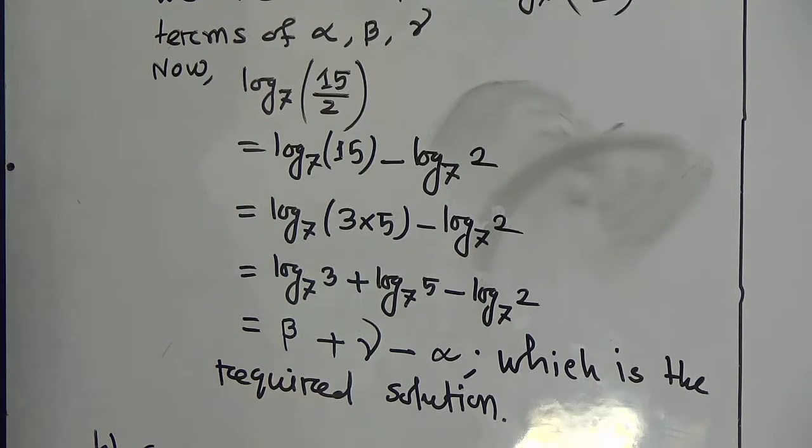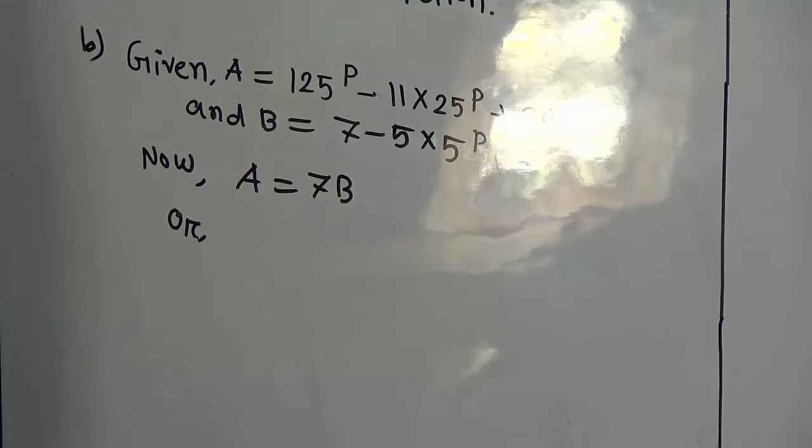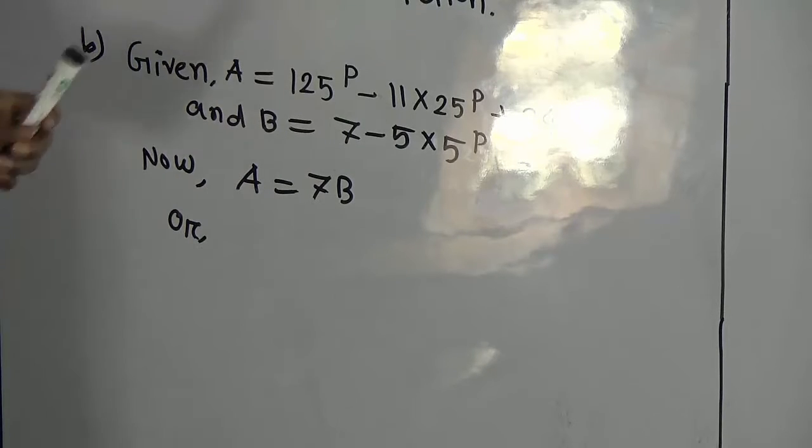Okay, now please read the question of B number. Okay students, see the question B number. If A equal to 7B, find the value of p. Students, see, in the stem there is written A equal to 125 power p minus 11 into 25 power p plus 24, and b equal to 7 minus 5 into 5 power p. Okay, this information has been given. Using this information, we have to determine the value of p where A equal to 7B.